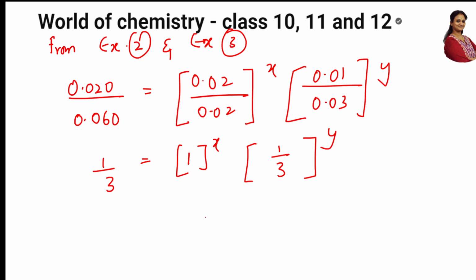1 by 3 and 1 by 3. How much is the y value, students? The 1 by 3 and 1 by 3 get cancelled, so y is equal to 1. And x is equal to 1, y is equal to 1.